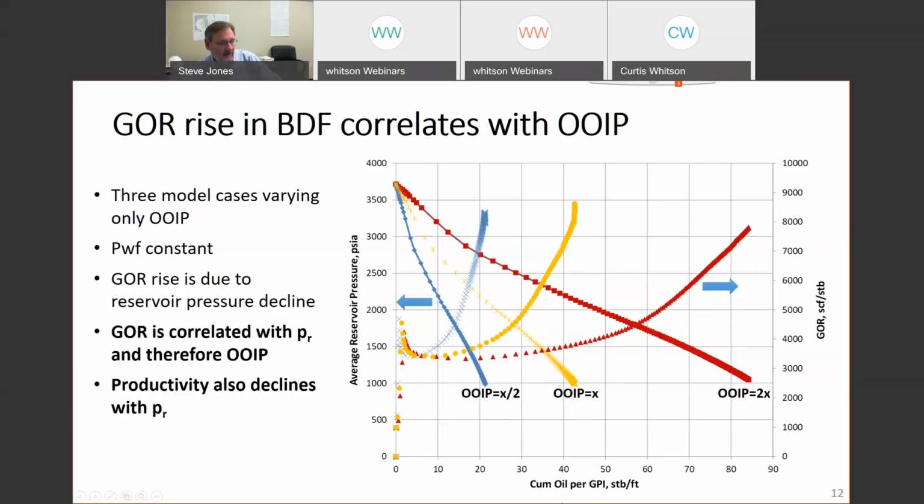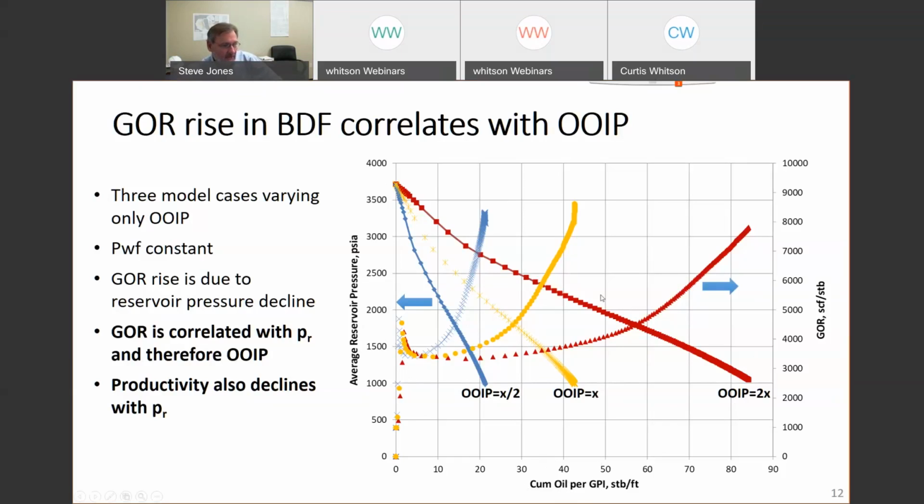So I'm plotting on the x-axis cumulative oil production per foot of lateral. GPI is an abbreviation for gross perforated interval. So what I'm doing here is dividing cumulative oil production by the length of the lateral, so I can compare different length laterals. But in this simulation, I've got 3 different oil in places. Everything is the same, basically, except the size of the reservoir.